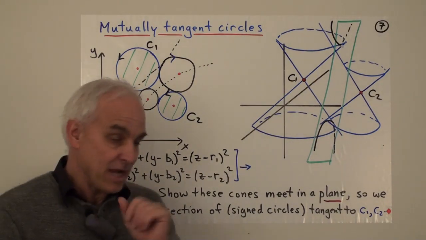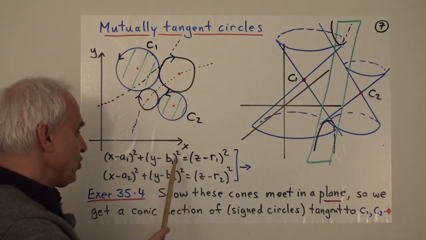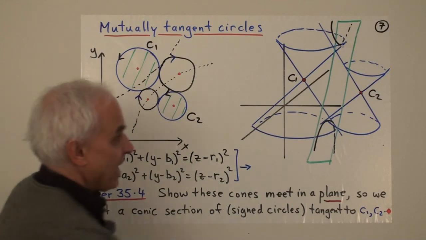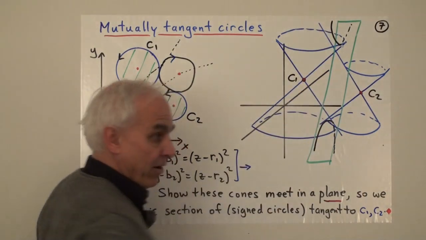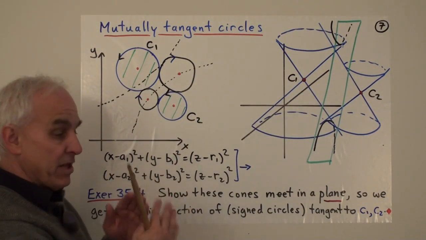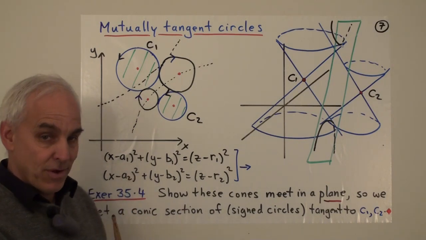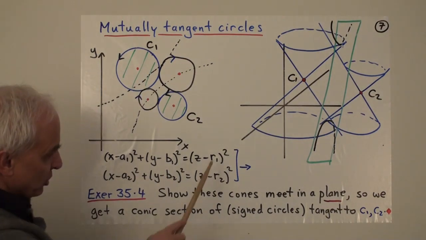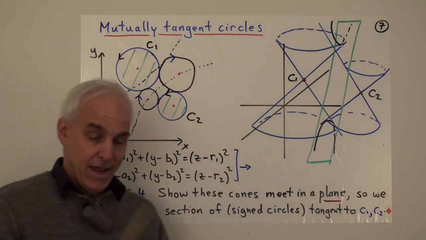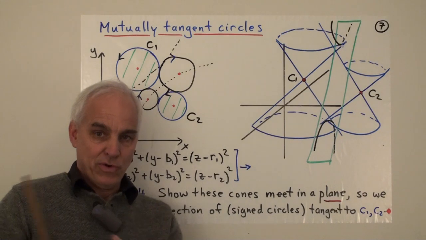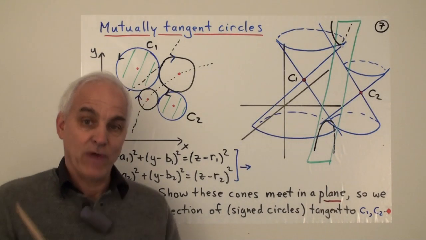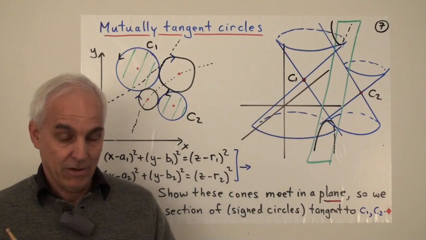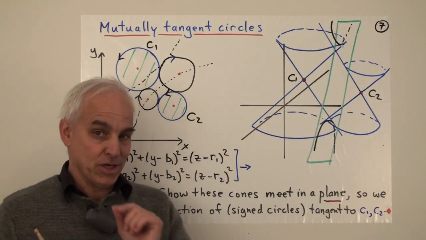All right, so now here's an interesting exercise for you. Show that these two cones meet in a plane. So there's actually a plane shown in green here, so that all the points that are in the intersection of those two cones are really also on this plane. So it's a question of looking at these two equations and doing some kind of linear algebra manipulations to try to extract from those two equations the equation of a plane. I remind you, a plane is a linear equation in x, y, and z.